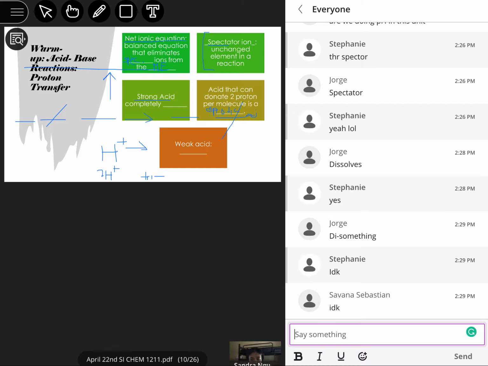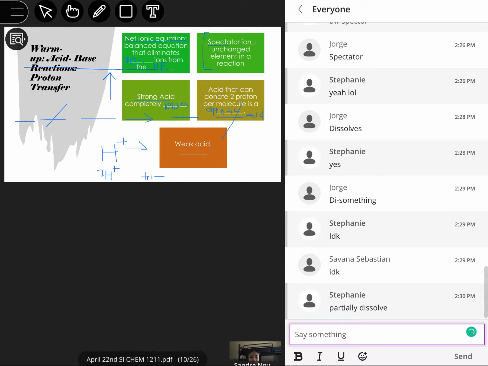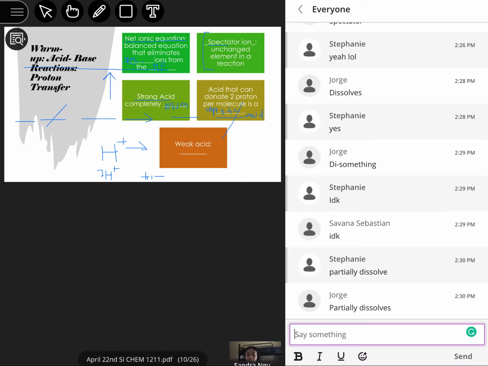And then a weak acid, what does a weak acid do? Because a strong acid completely dissolves, or ionizes is a better word. So what does a weak acid do? Does anyone know? If a strong acid completely ionizes or dissolves, like you guys said, what does a weak acid do? Does it not dissolve at all? What does it do? Partially. Yes, correct. Partially dissolve or partially ionizes.